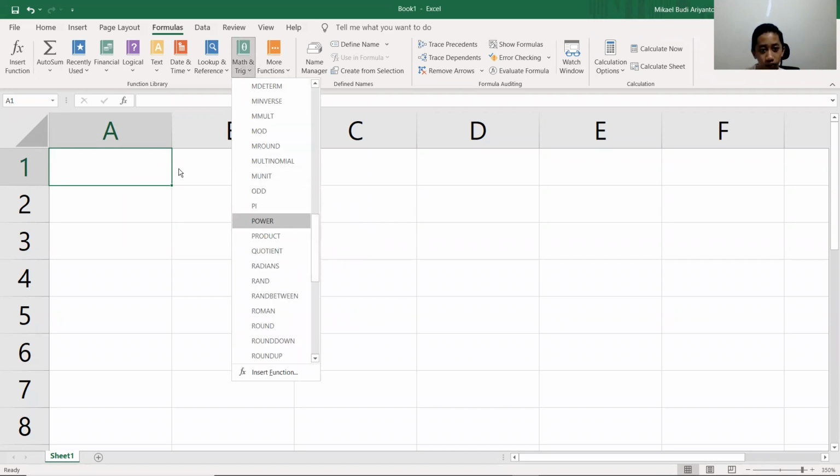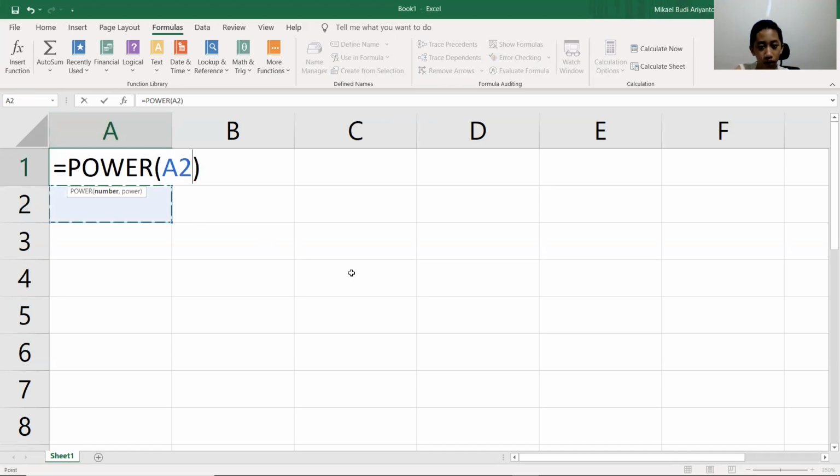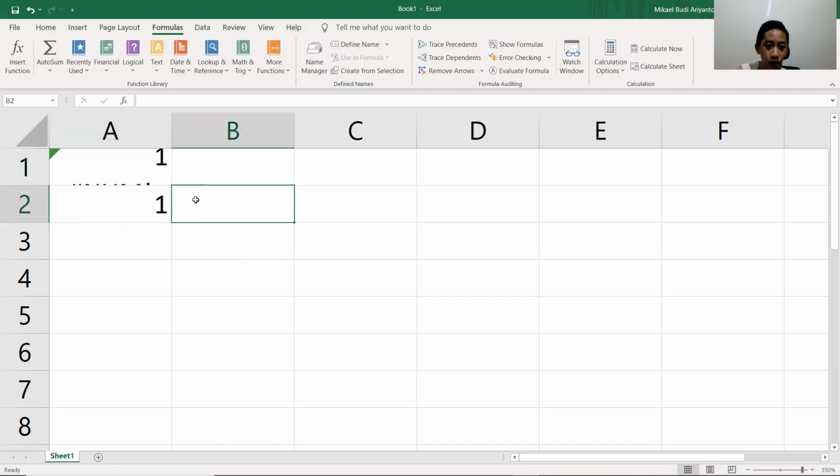Wait, is it here? So, the formula is equals POWER. Oh, what is in power? I haven't put the numbers yet. P2, P2. Oh, 1, 2.